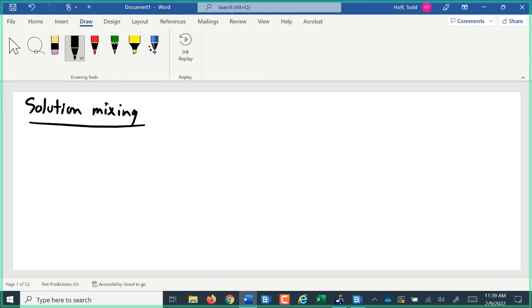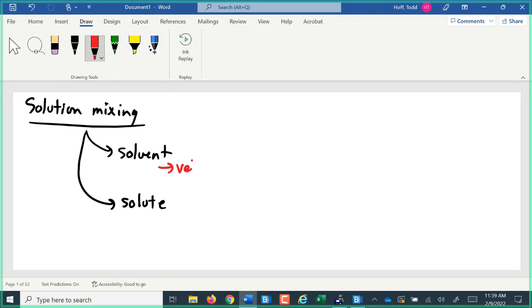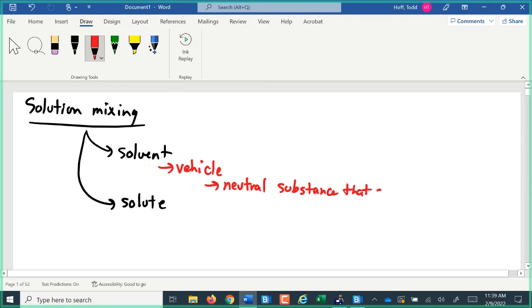Every solution has two parts. It has a solvent and it has a solute. The solvent is kind of the carrier. In medical terms, we refer to it as a vehicle. It is basically a non-active, neutral substance. By neutral, I mean it really has no medical value. That carries the solute.